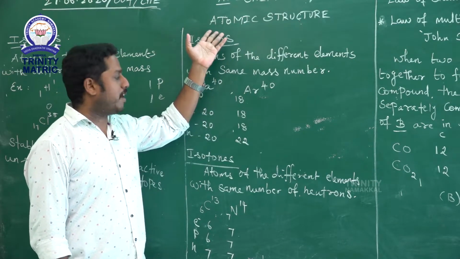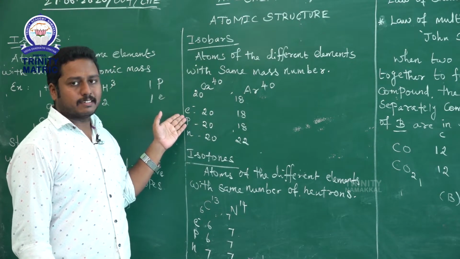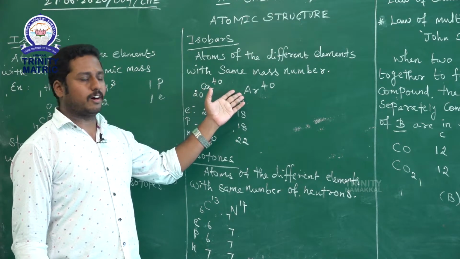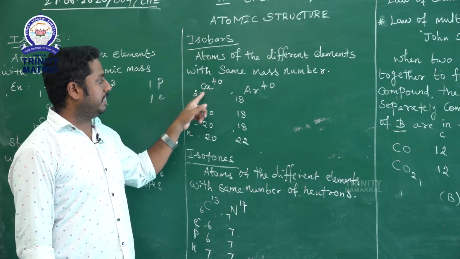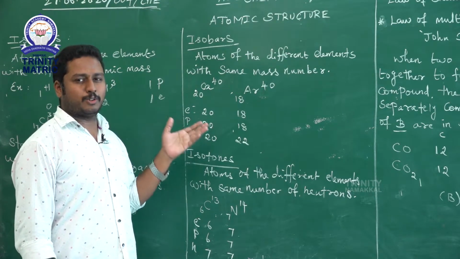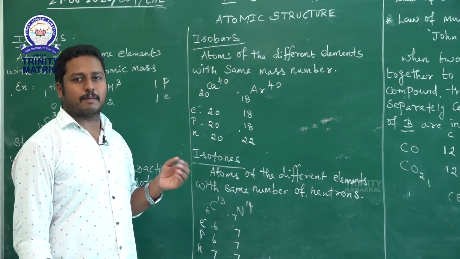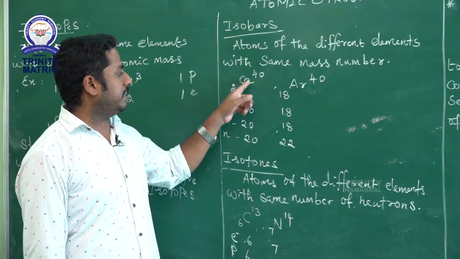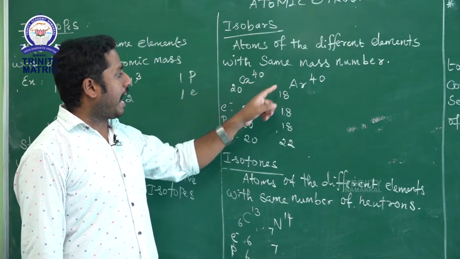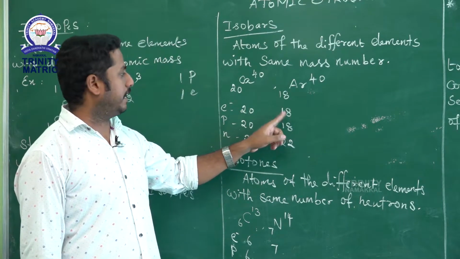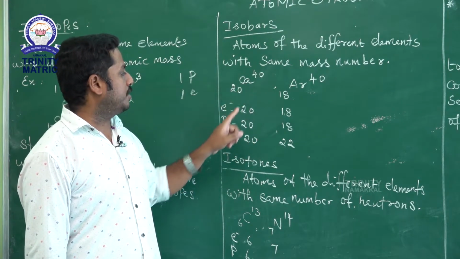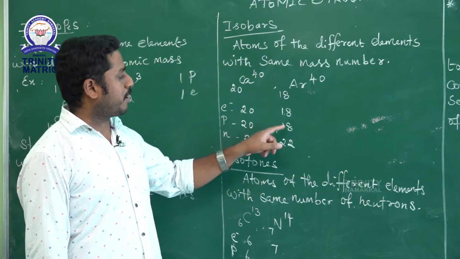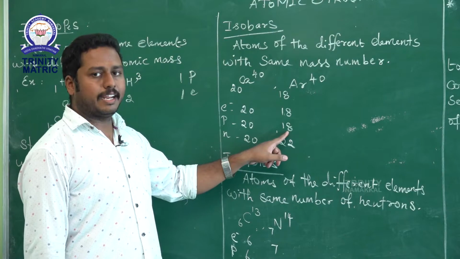So atoms of different elements having the same mass number are called isobars. Now look at the number of subatomic particles present in calcium and argon. The number of electrons in calcium is 20, because atomic number is equal to the number of protons or electrons. So calcium has 20 electrons and argon has 18. Calcium has 20 protons and argon has 18.